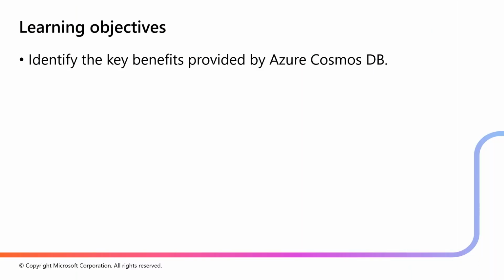Need to handle data at planetary scale? Azure Cosmos DB scales horizontally. Add regions, partitions, and throughput without gravitational constraints. Let's identify the key benefits and components provided by Azure Cosmos DB.